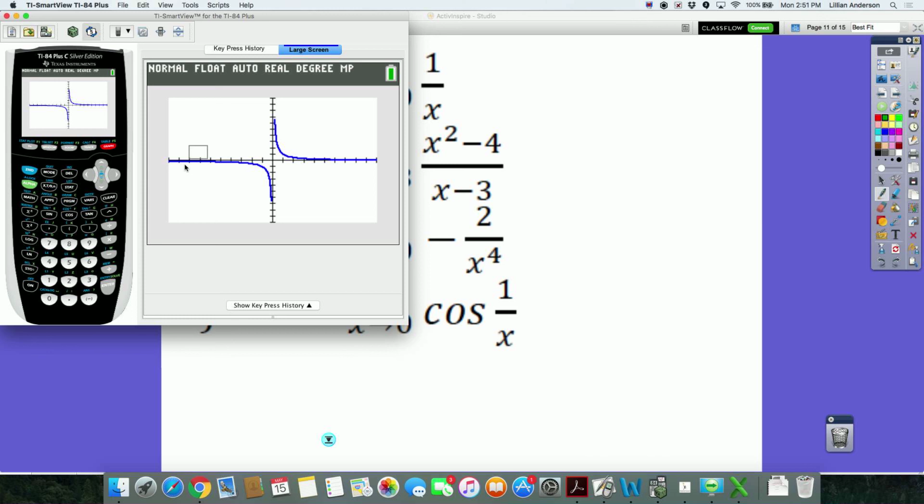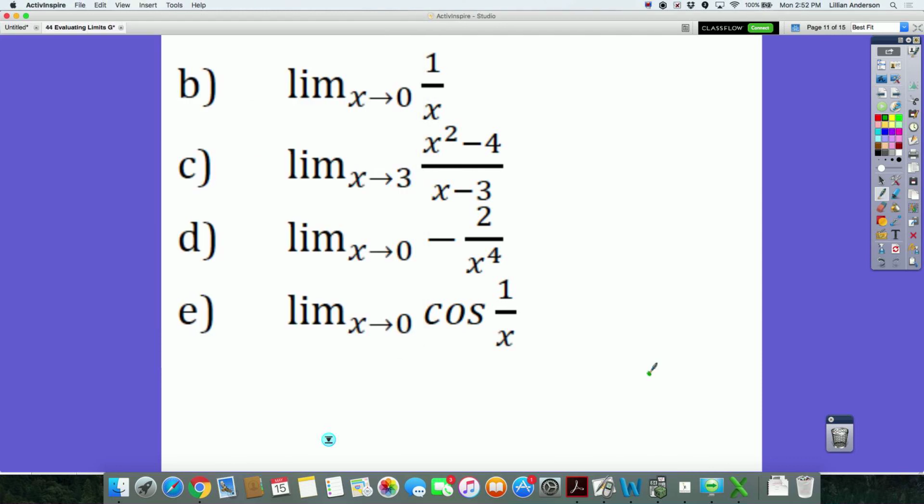As it approaches from the left-hand side, mine stops. Do you really think it stops there? No. And if you're unsure, what can you do? Look at the table. Okay, but either or. What's happening from the right-hand side and the left-hand side? Are they approaching the same number? No, one's approaching a positive number, one's approaching a negative number. Since they're not the same, it's going to be what? DNE. Does not exist.